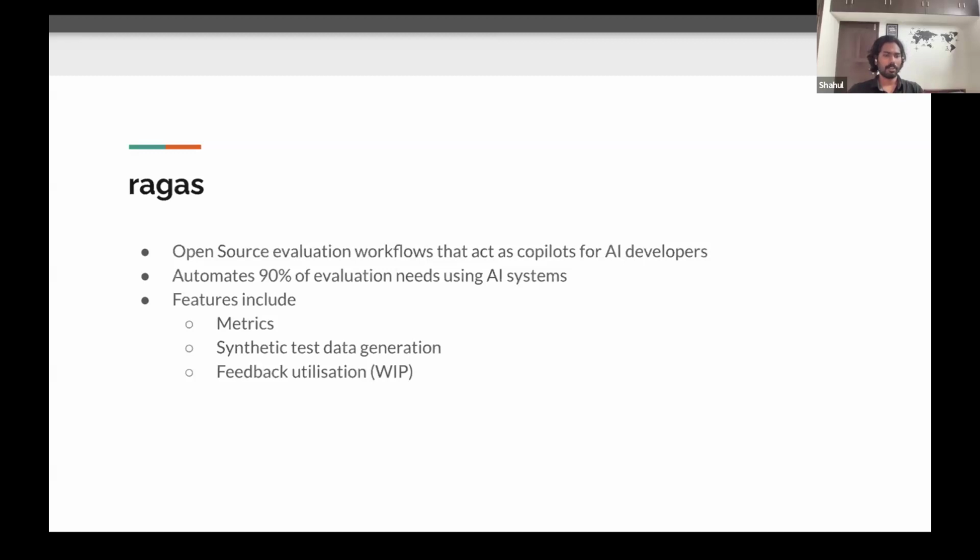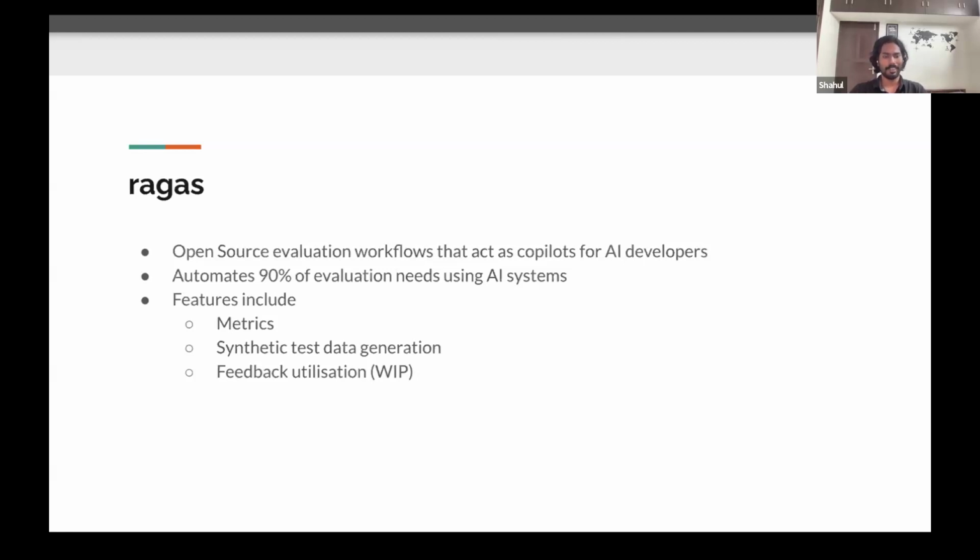Taking just the example of synthetic test data generation. Okay, now to evaluate any RAG system, you need test data points. You need questions and ground truth answers. And if you do not have them, a way to get them is to annotate them manually, go through it on your own, spend all that time and boring job, and get that manual data annotated.